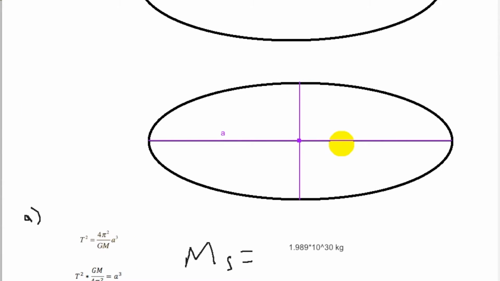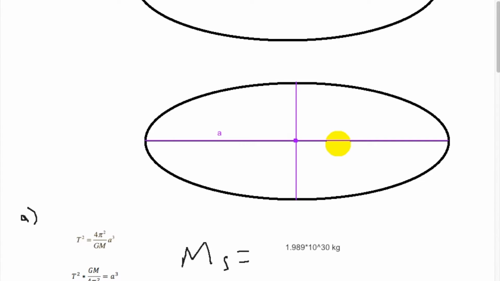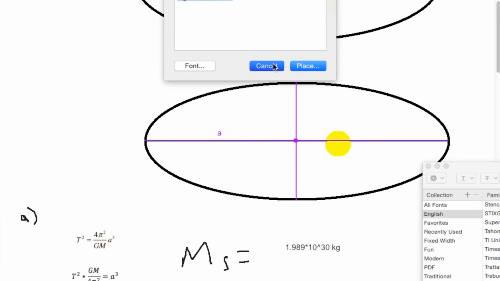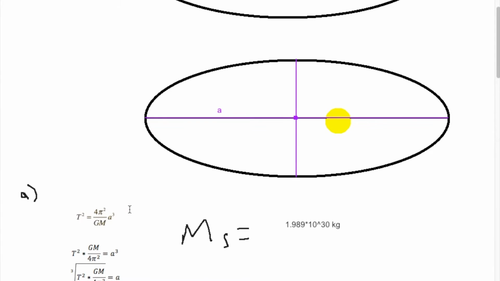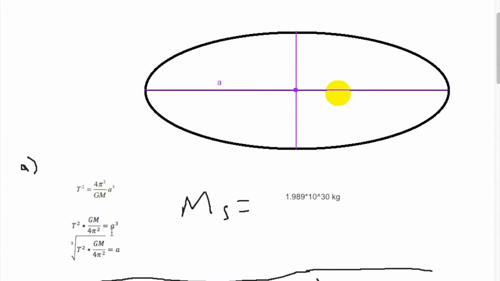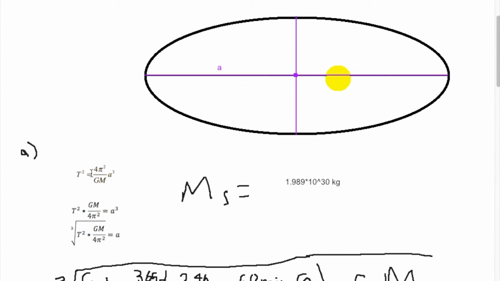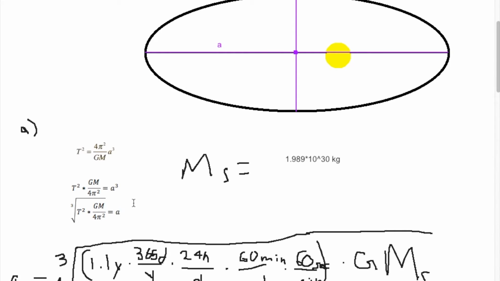I guess I can't write anymore. Oh well. This thing right here, this is the constant that they're talking about. So we want to solve for a, so we can just rearrange this. I multiplied by the reciprocal, got this, took the cube root, got this. So now we have a, and we have everything we need actually.